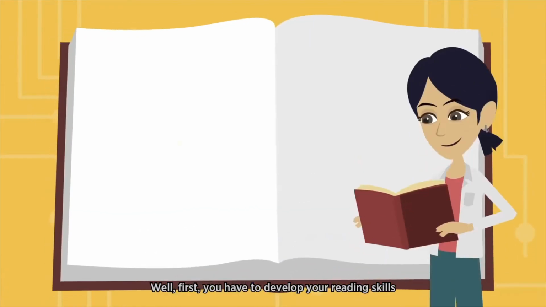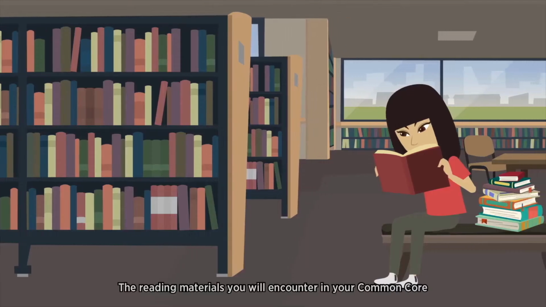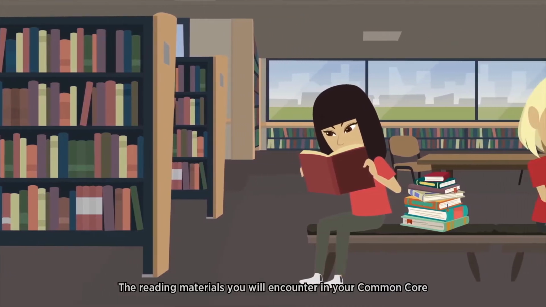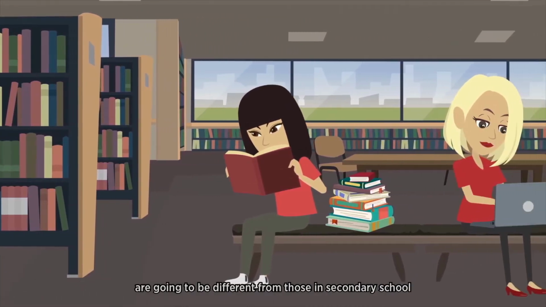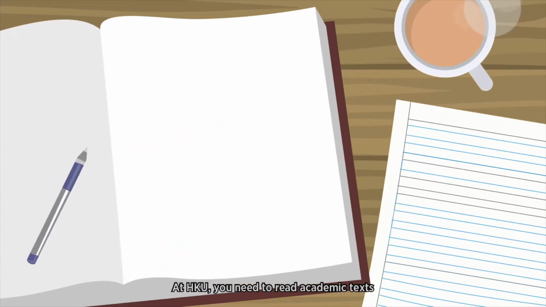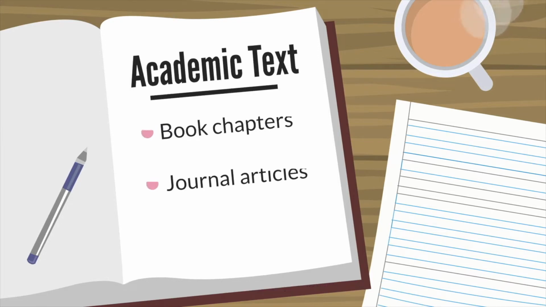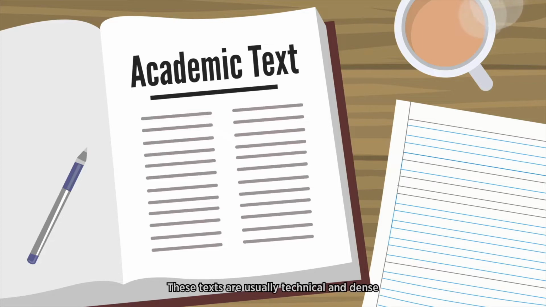Well, first, you have to develop your reading skills. The reading materials you'll encounter in your Common Core are going to be different from those in secondary school. At Hong Kong U, you need to read academic texts like book chapters from academic books and journal articles. These texts are usually technical and dense.